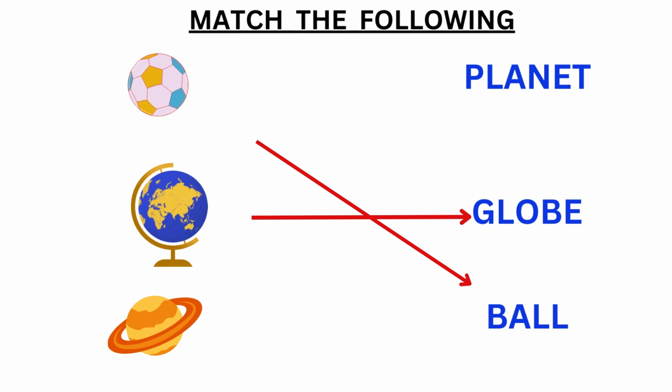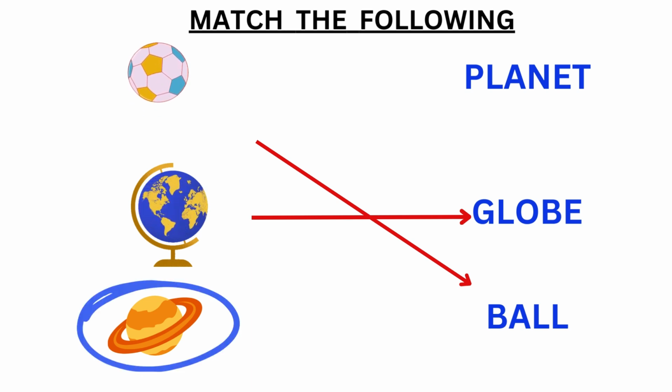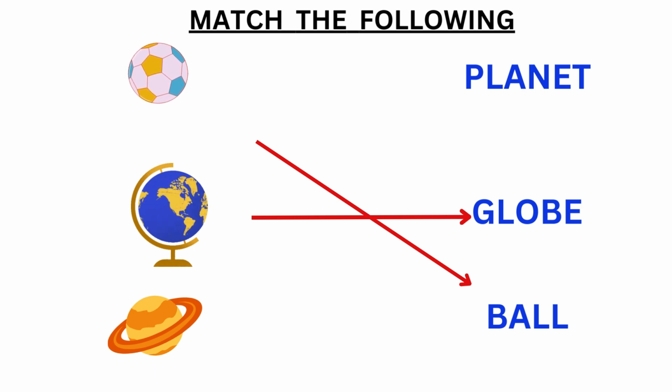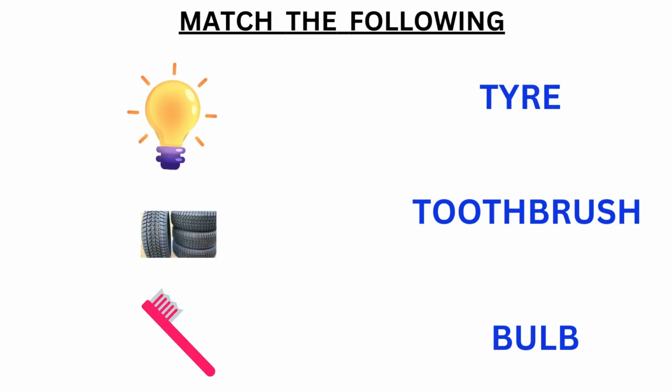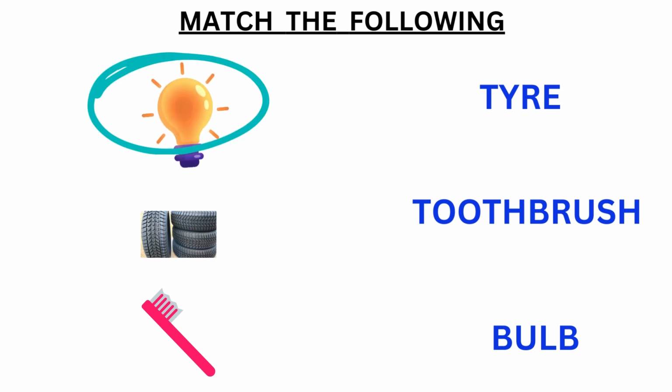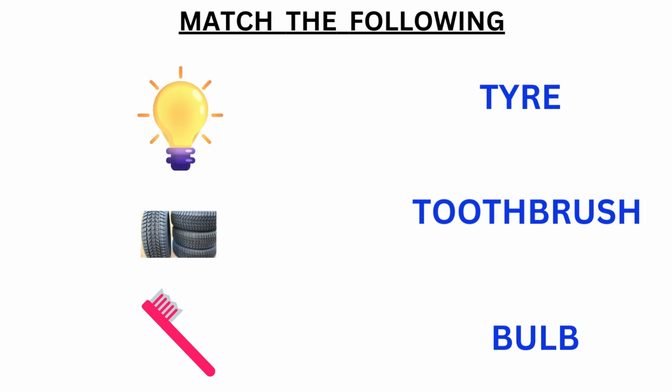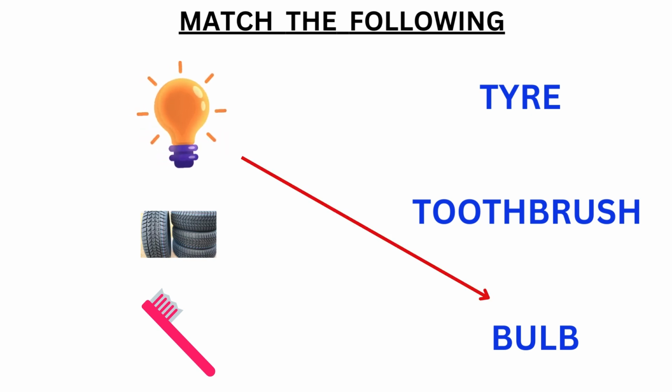Lastly, we have a massive celestial body that orbits around a star, just like our earth orbits the sun. What is its name? It's a planet. On this slide, we have three interesting images. Number 1, there's a common household item that provides light when connected to electricity. What is it called? It's the bulb.